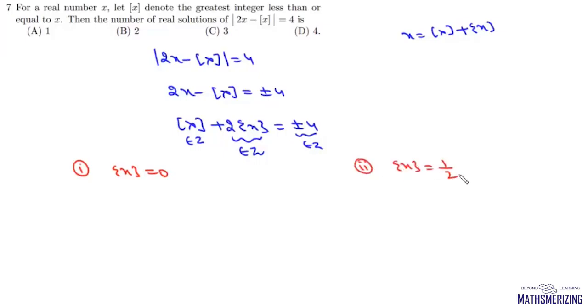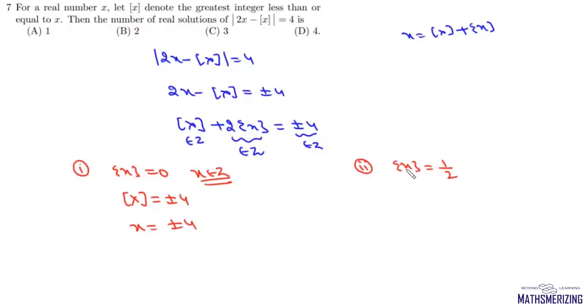When the fractional part of x is 0, then we'll get greatest integer function of x equals plus or minus 4. Now the fractional part is 0 when x is an integer. So the only integral solutions that we'll get from here are either the value of x is plus 4 or the value of x is minus 4.